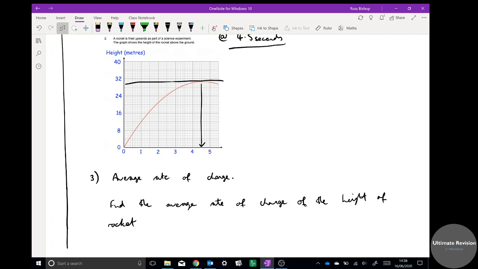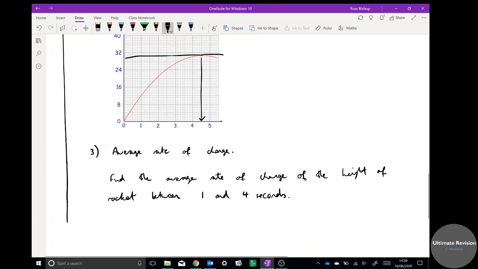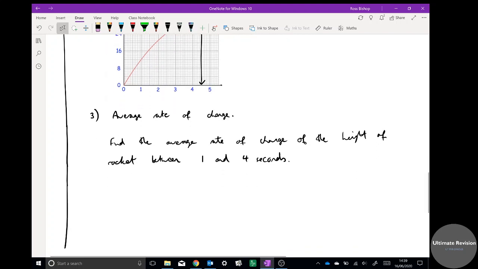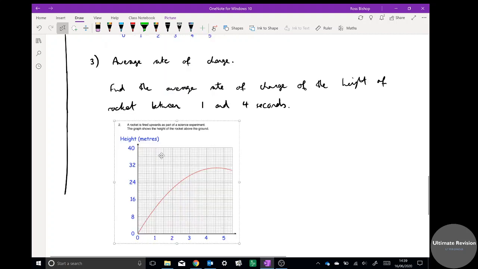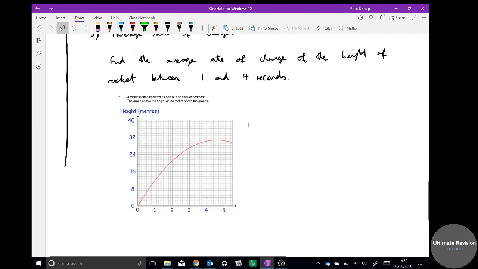So find the average rate of change of the height of the rocket between, let's say, 1 and 4 seconds. For this question, again, it's quite similar in a way. I go to 1 second and come up, that's where it starts, and then I go to 4 seconds and come up. At this point, I simply draw a straight line between the two, and I work out the gradient of that line. That will give me the average rate of change.